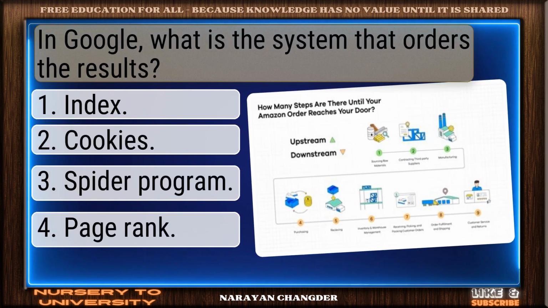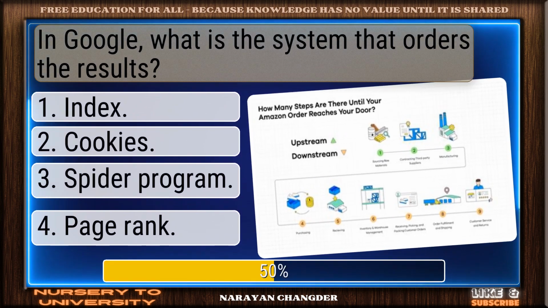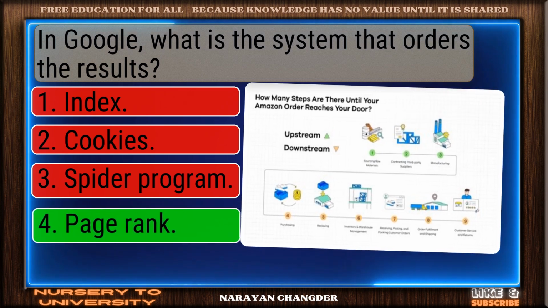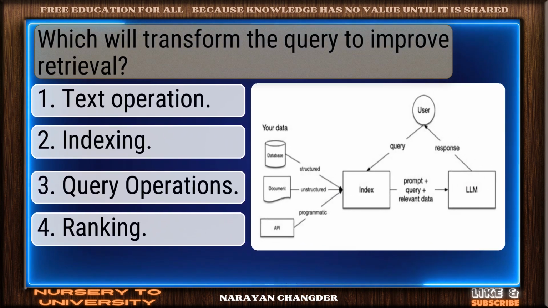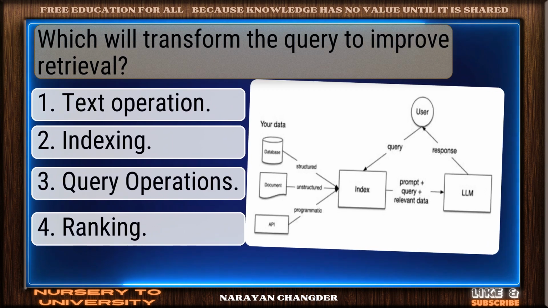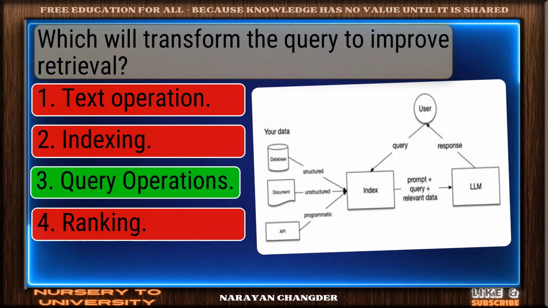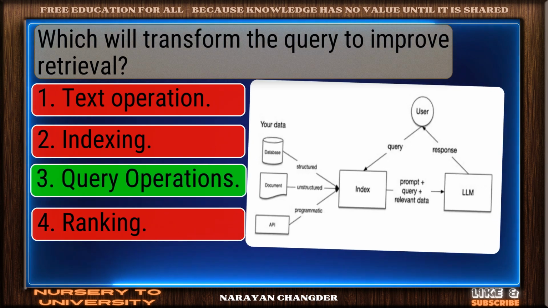In Google, what is the system that orders the results? Strong choice. PageRank is the right answer. Which will transform the query to improve retrieval? Good job. Your answer, query operations, works well here.